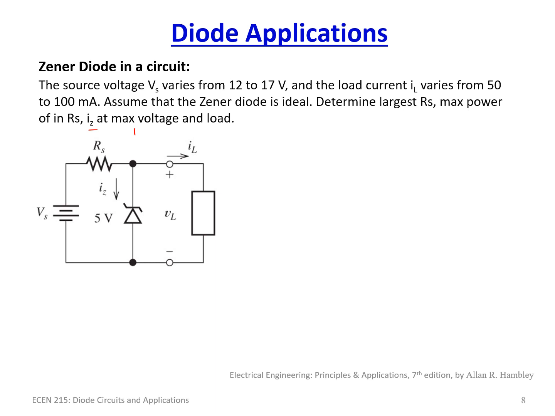So here we were asked to solve for IZ at max voltage and load. So max voltage again was 17 volts, and the load was 100 milliamps. So let's take a look at our original equation that we had for the KCL. And so we have Vs minus Vd over Rs is equal to IZ plus IL. Well, IL, we know, we want that to be equal to 100 milliamps.